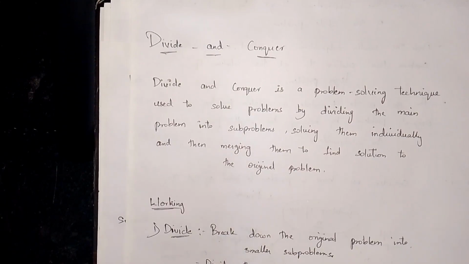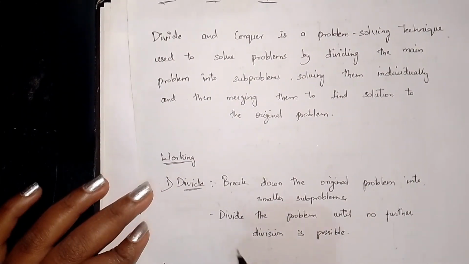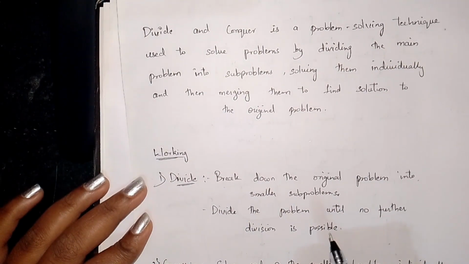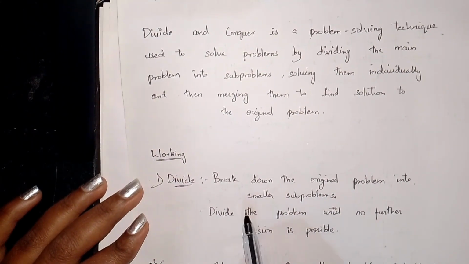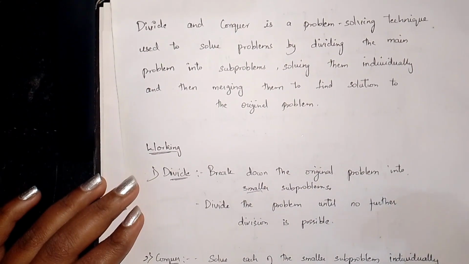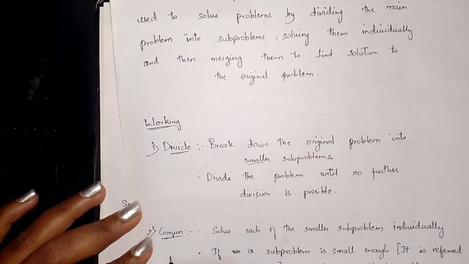Now let us discuss how divide and conquer actually works. In the first step we have to divide the problem, that is, break down the original problem into smaller sub-problems. As I said before, first we have to break down the problem into smaller sub-problems. We have to divide the problem until no further division is possible, and then we have to perform conquer.